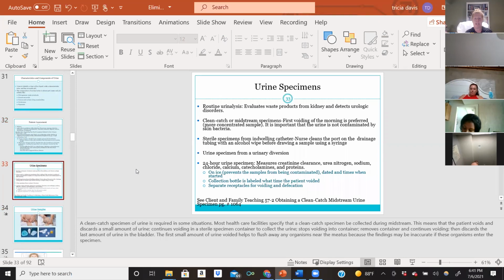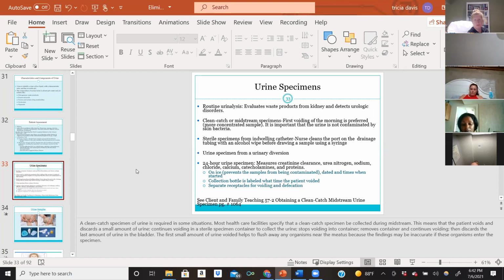So sometimes it's necessary for us to take a urine specimen, depending on what we're looking for. Maybe we want to look at their creatinine and their BUN levels to see if there's any kidney damage. Maybe we want to see if they have white blood cell count or pus or blood in their urine. Maybe they have a UTI. We want to see what's going on.